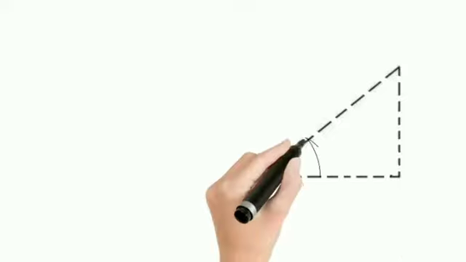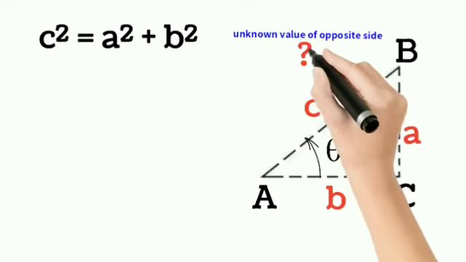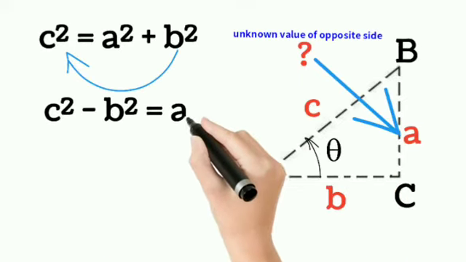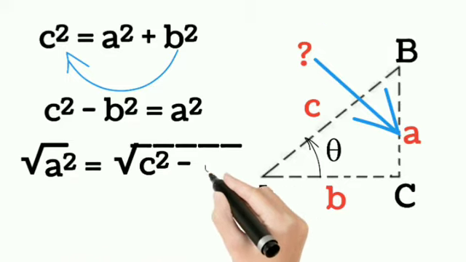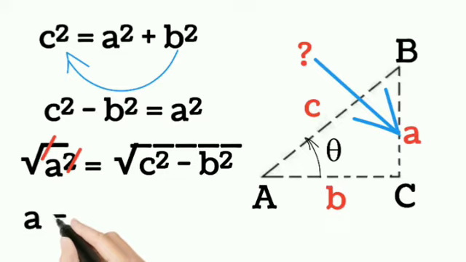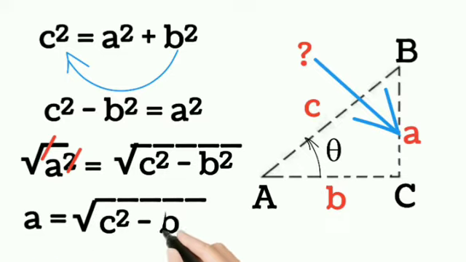To solve the value of the opposite side, subtract the square of the value of adjacent side from the square of the value of hypotenuse, then square both sides of the equation. Thus, the formula will become a is equal to the square root of c squared minus b squared.